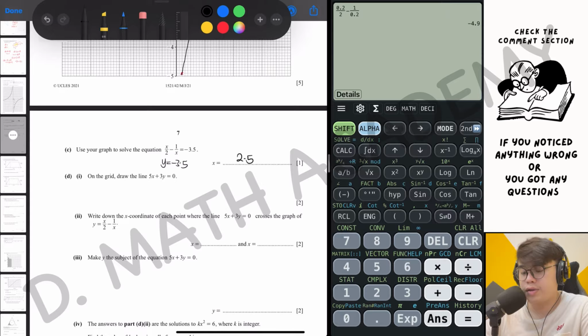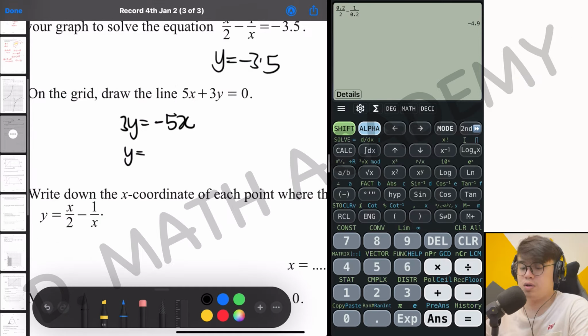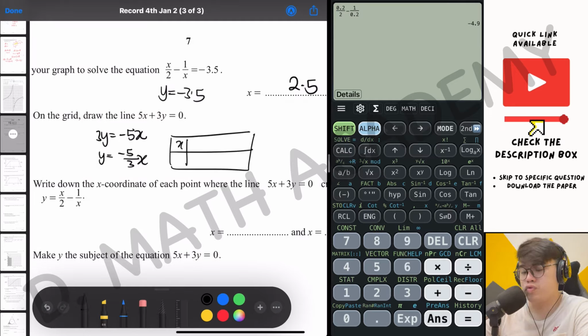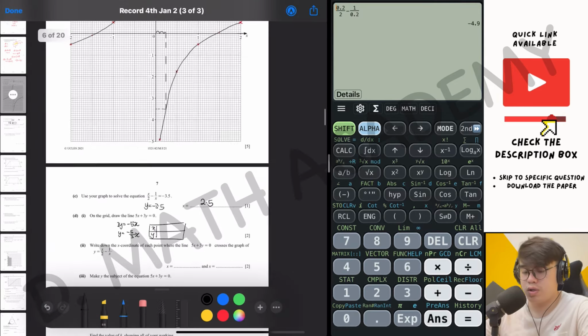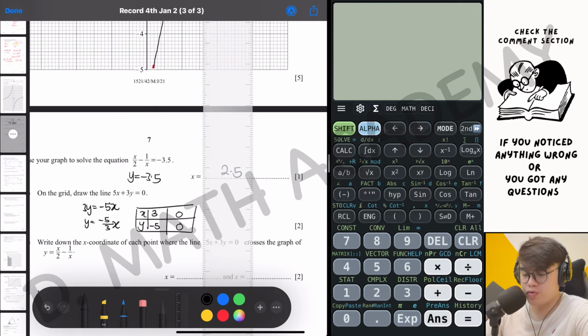On the grid, draw the line 5x plus 3y equals 0. So for this, to make your life easier, you can arrange it into the format that you are familiar with. Get rid of the 3, you will have this result. So as per usual, you need at least 2 points to draw it out. The first one, I will make our x as 3. Then you will have the value for your y as negative 5. And other than that, when I put x as 0, I get 0. So with these 2 points, it should be more than enough for us to draw it out.